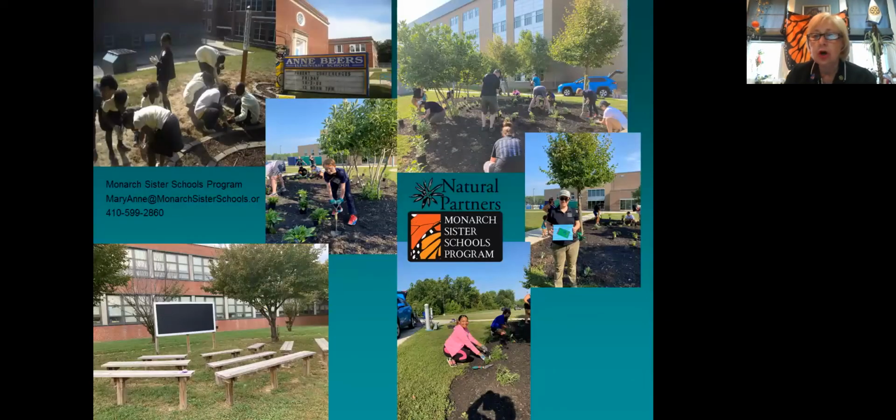Here are some other gardens that we've planted. This one's in Charles County, Maryland, down in Southern Maryland. This one is in Washington, D.C., and they actually did it in the shape of a butterfly. And we try to make outdoor classrooms in the gardens or next to the gardens.